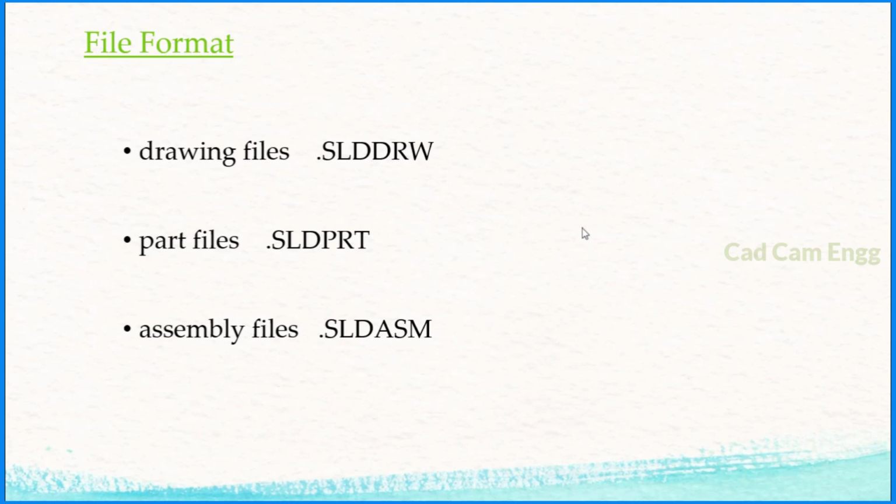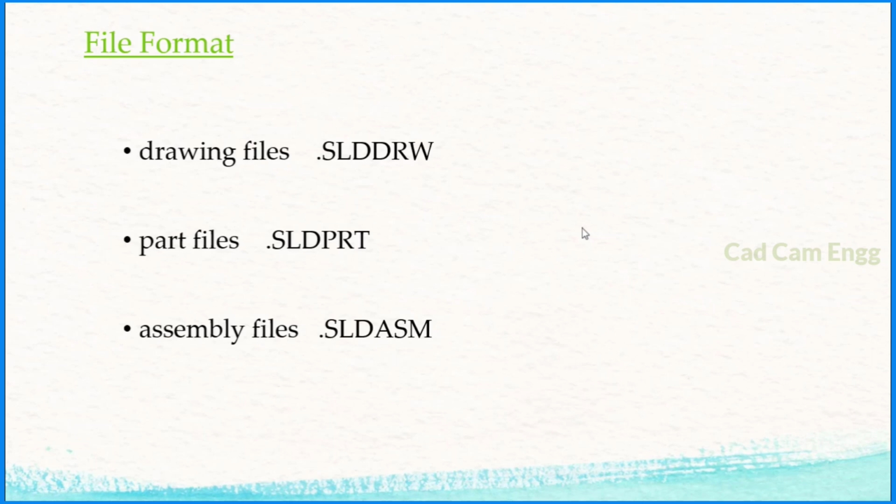Same like that, the part file. A part file is a 3D file, and a drawing file is a 2D file, a 2D drawing. The part file format is .sldprt. SLD means SolidWorks, PRT means part.